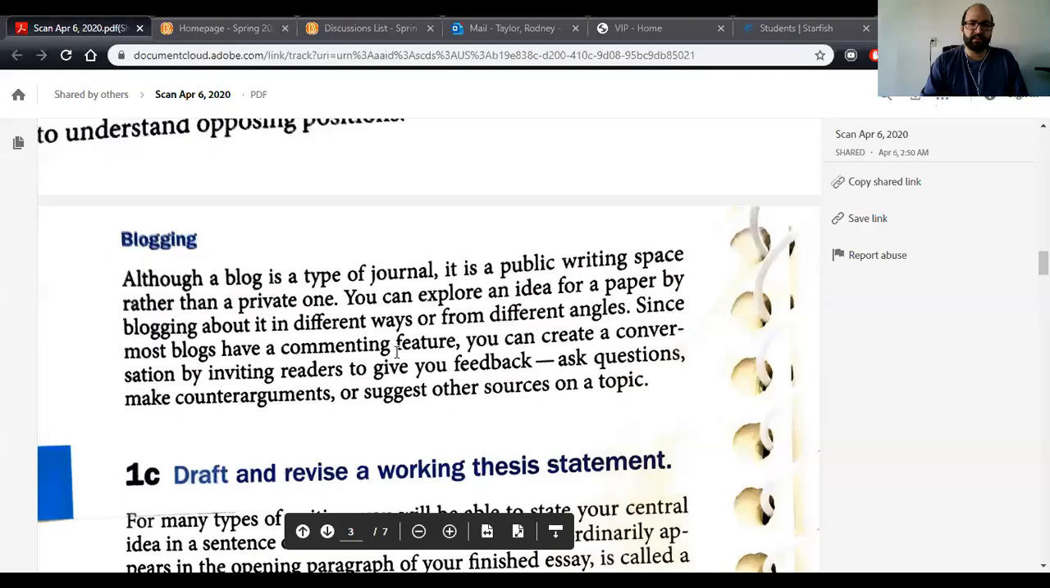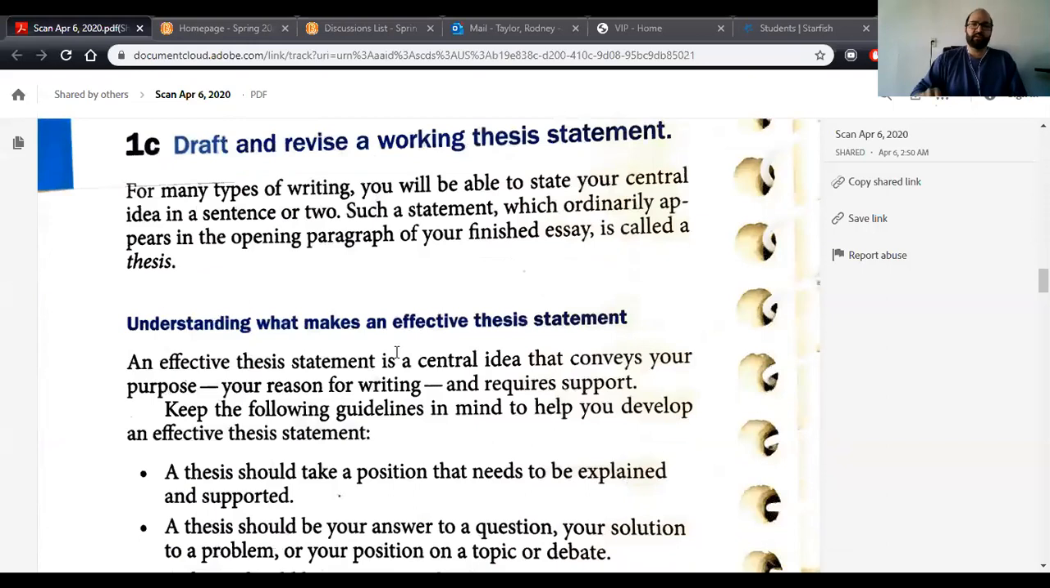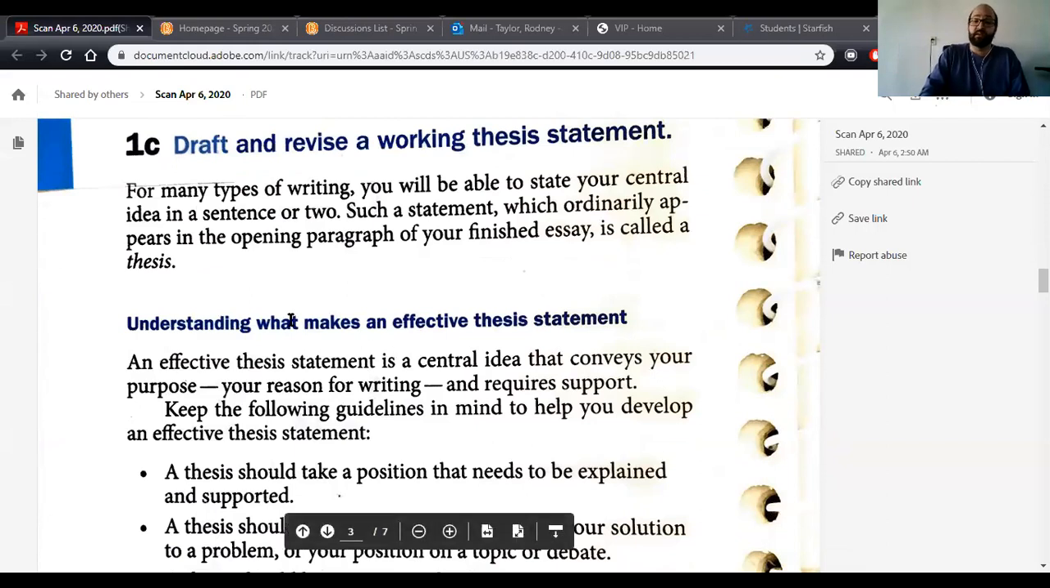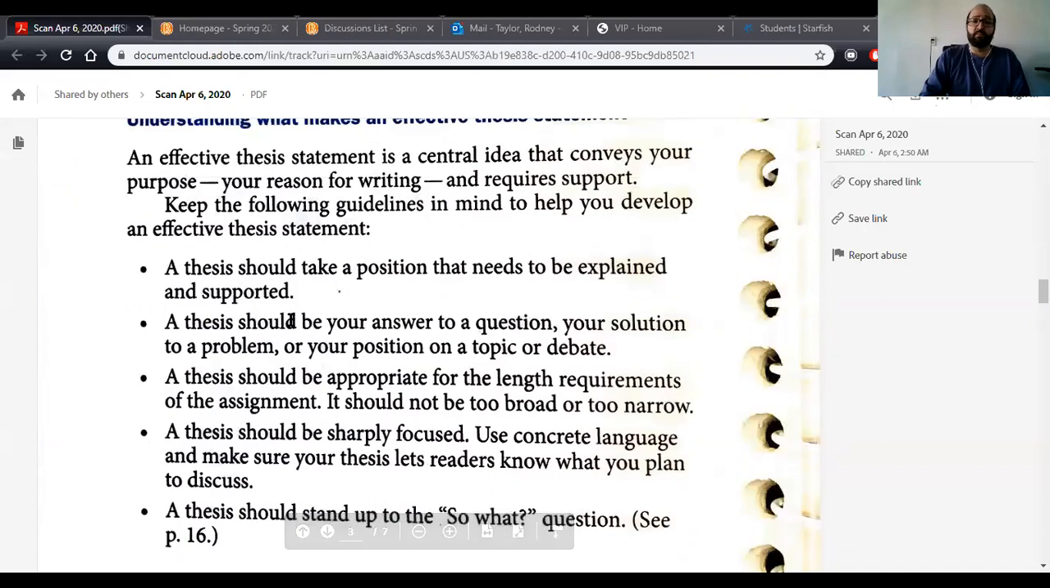I'm going to upload this scan to D2L, but it has some very good points about drafting and revising a working thesis statement. So I'll just go ahead and read through it here. It says, for many types of writing, you will be able to state your central idea in a sentence or two. Such a statement, which ordinarily appears in the opening paragraph of your finished essay, is called a thesis. I assume you guys know this already, but it's always good to get a reminder.